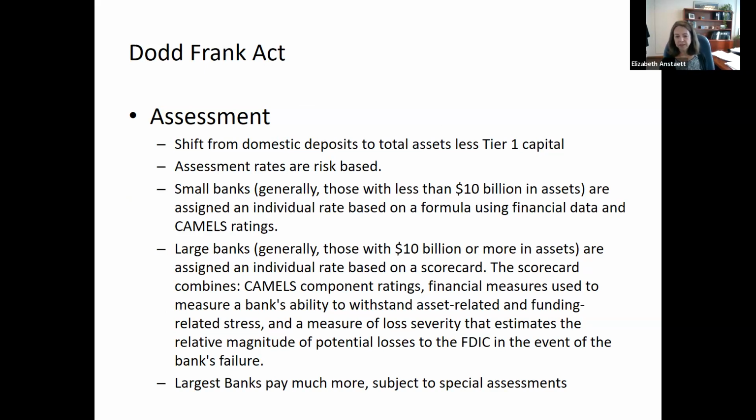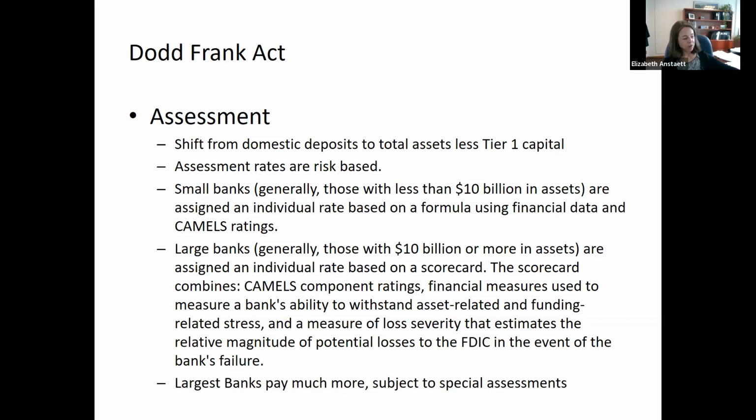criteria is very different. And they also hit the larger institutions with special assessments on the theory that essentially they can potentially withstand that. Also true that during the financial crisis, a lot of the large institutions got some real cash infusions from the government. So it did seem somewhat fair to make them pay some of these special assessments to get the FDIC on more solid ground.